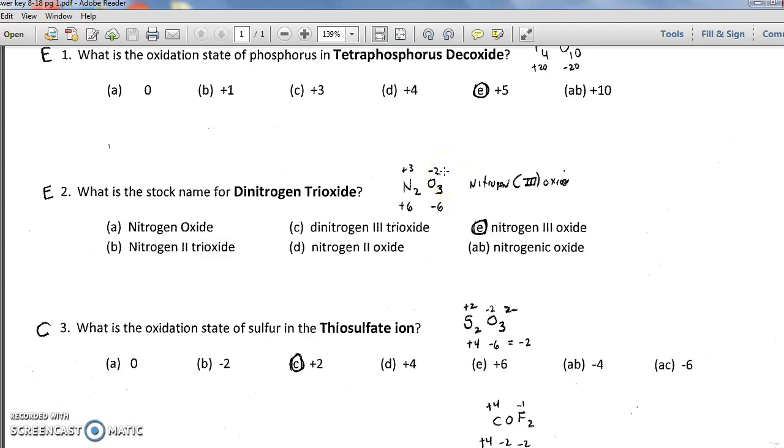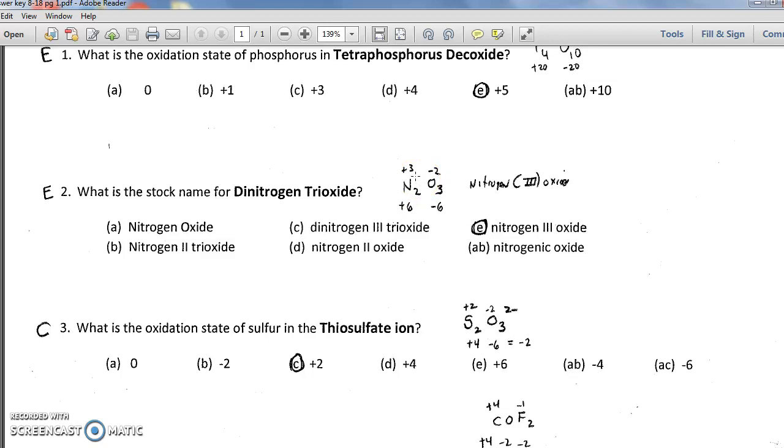We need to find out the total negative. There are 3 oxygens. -2 times 3 is -6. I usually write the -6 up here, but it's okay to write it here on the bottom. If the total negative oxidation is -6, the total positive has to be +6. There are 2 nitrogens adding up to that +6, so each nitrogen must have an oxidation number of +3.